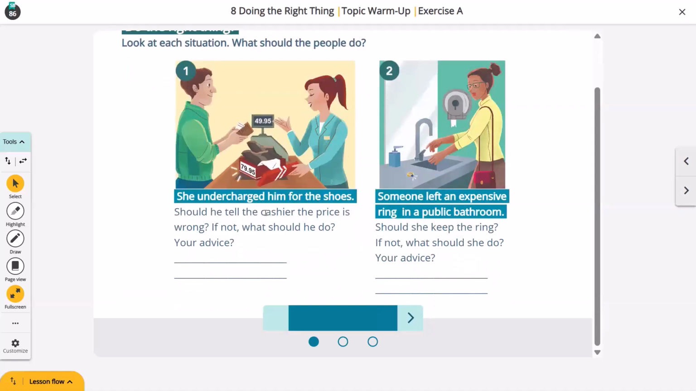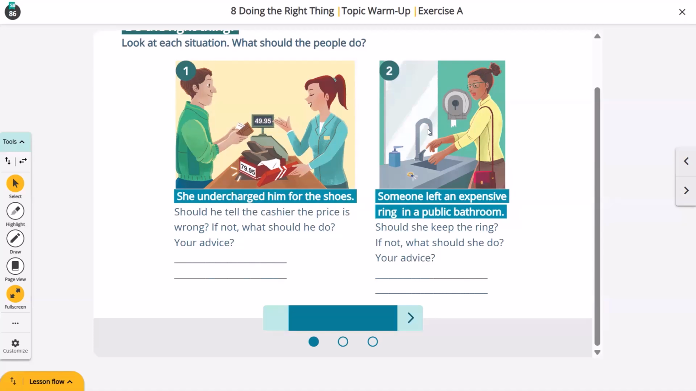So, number one, it says, she undercharged him for his shoes. Look at the price in this case. It says 79.95 and 49.95. So, should he tell the cashier the price is wrong? And if not, what should he do? What's your advice in this case? You can say it orally, or you can write it down. Better you write your ideas in your books so you can have a record as well.